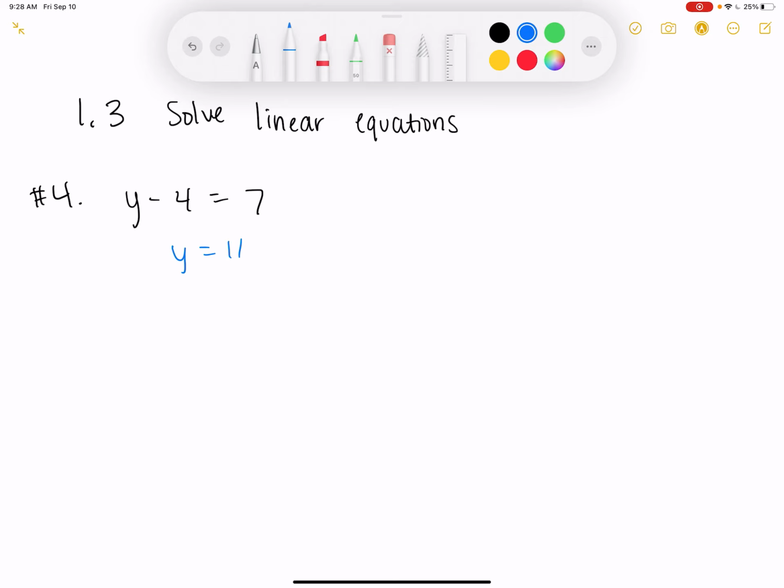Y equals 11. Okay, it says specifically and check. So we're going to come over here and do that. You need to plug in 11 minus 4 equals 7, and then show that 7 is equal to 7, so that you show that the answer is right.